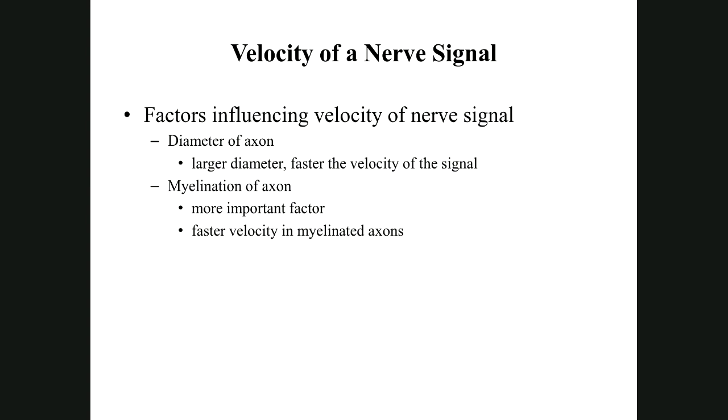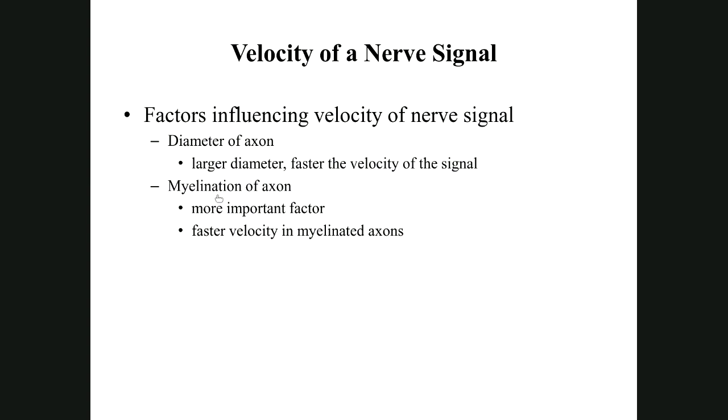So one of our last topics, velocity of a nerve signal. I talked about this with myelin, right? How myelin can speed up that action potential. So we know that one of the factors that speed up an AP is myelination, or the presence or absence of myelin on the axon.